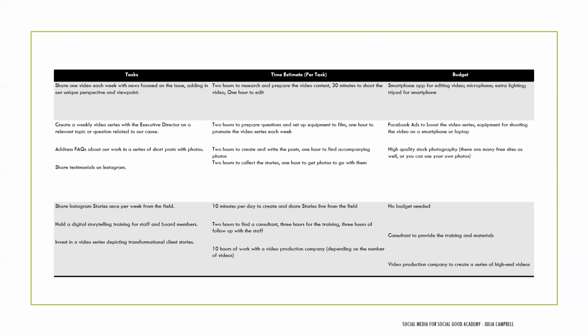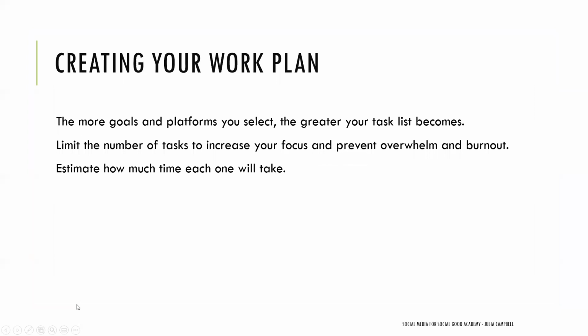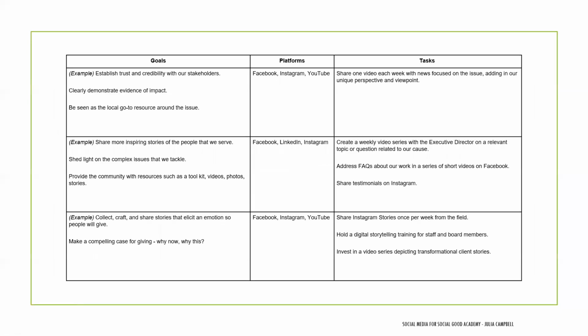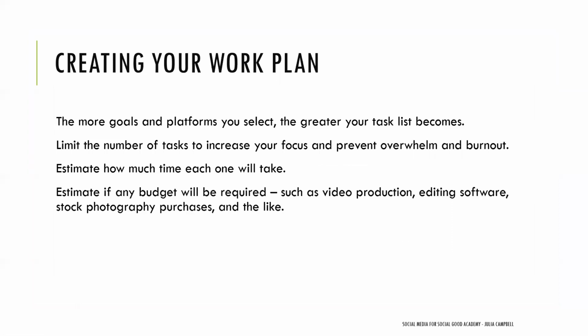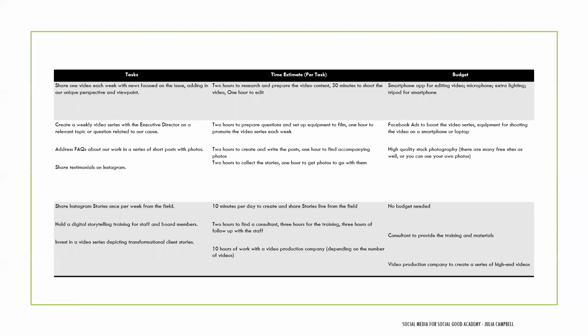So say you want to share one video each week, you have to estimate the time and you have to put that in your calendar. 2 hours to research and prepare the video, 30 minutes to shoot the video, even if it's with your phone, 1 hour to edit. And then what is your budget? So if you want to create that weekly video series, what does that mean? What's the time estimate and what's the budget? So when I break this out for you, this all goes together. So you can see that goals, platforms, and tasks goes with tasks, time estimate, and budget.